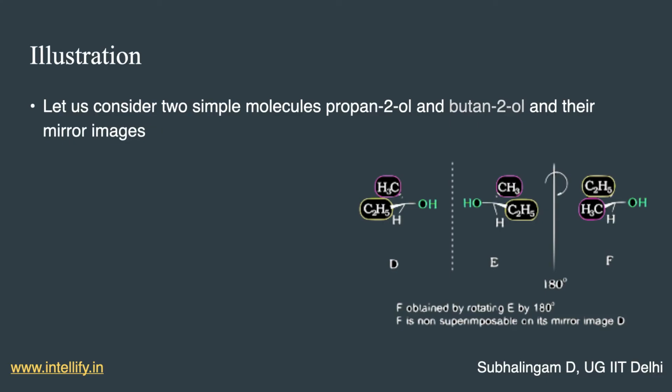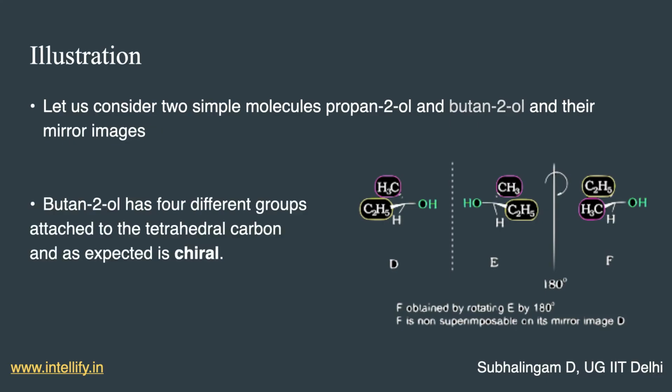Now I rotate E by 180 degrees, and that is F. F is obtained by rotating E by 180 degrees, but F is non-superimposable on its mirror image D. So what do you observe over here? Butan-2-ol has four different groups attached to the tetrahedral carbon, and as expected is chiral.